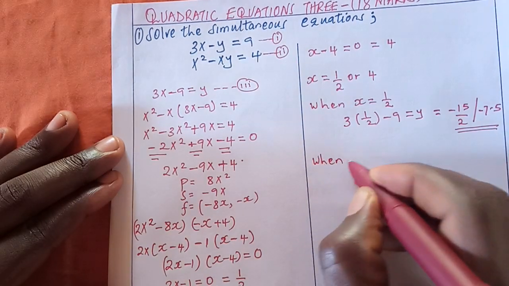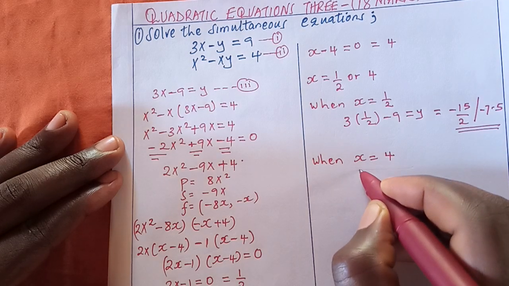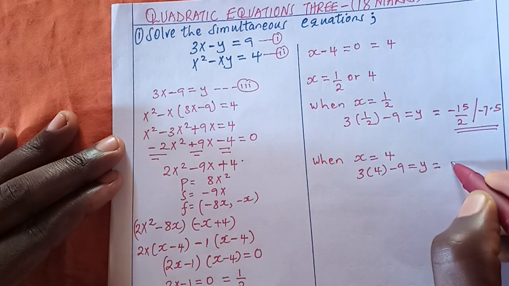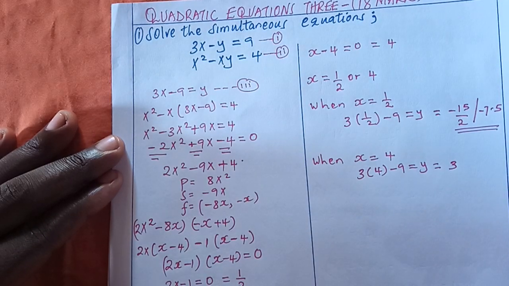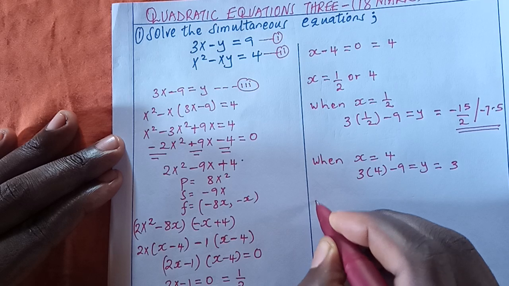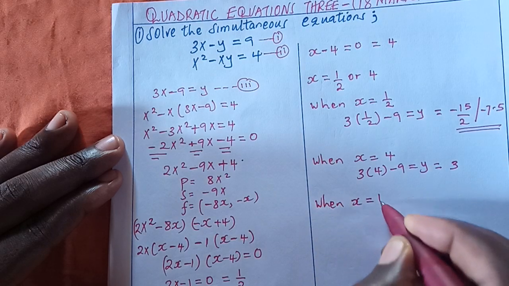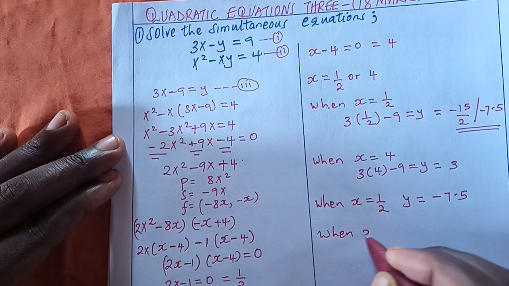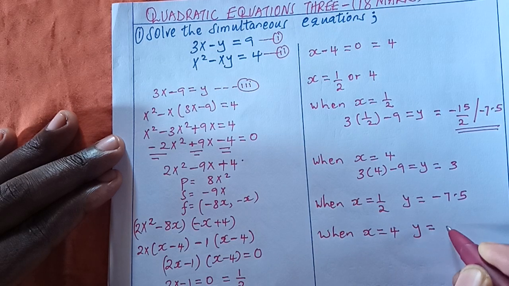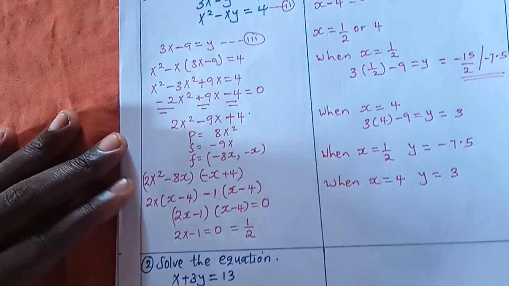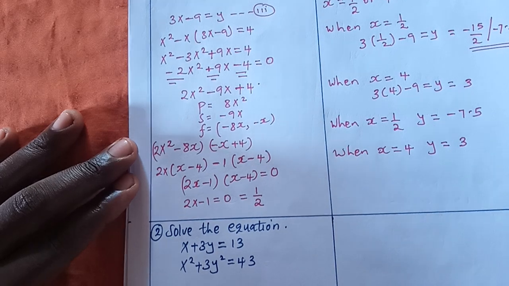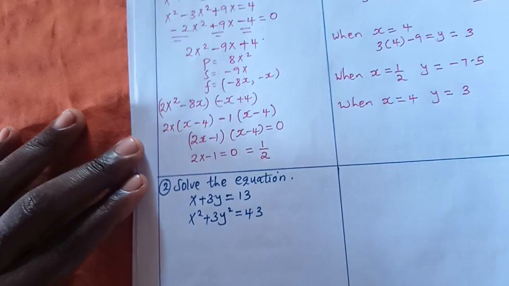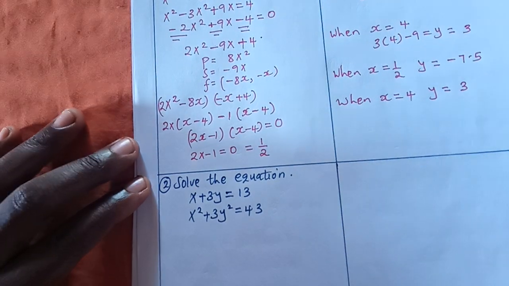Now, when x is positive 4, our y is going to be 3, you multiply by 4, you take away 9, this one will give us y. So y is going to be 3. 12, you take away 9, we shall get 3. Now we end up saying that when x is a half, y is equals to negative 7.5, and when x is positive 4, y is equals to positive 3. So for the first part, we have obtained all the values that we were supposed to work out, two values for x and two values for y.